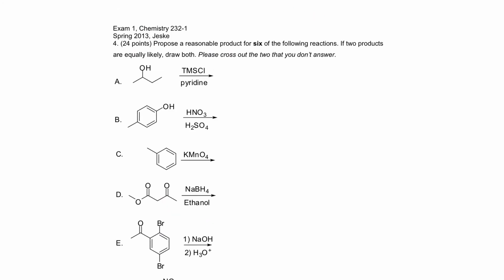Question 4, propose a reasonable product for these reactions. So the first thing we want to do is look at this alcohol, TMS chloride, and pyridine. This is a way to protect alcohols, so really the product is simply OTMS. The pyridine is going to soak up the H, and the Cl makes HCl gas, or HCl the acid. The pyridine soaks that up. Pyridine is just a sacrificial base in this case.